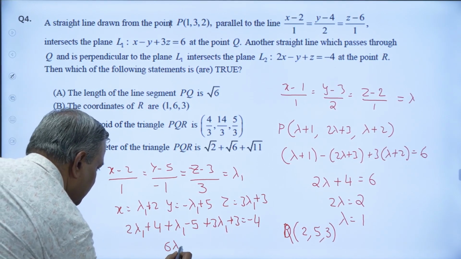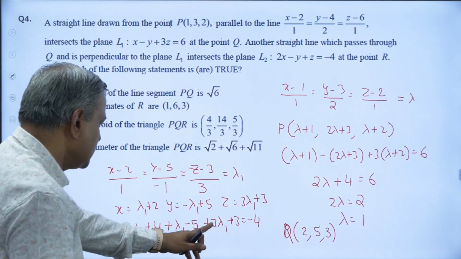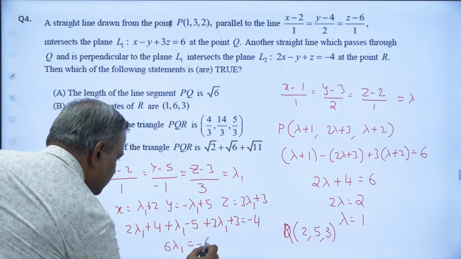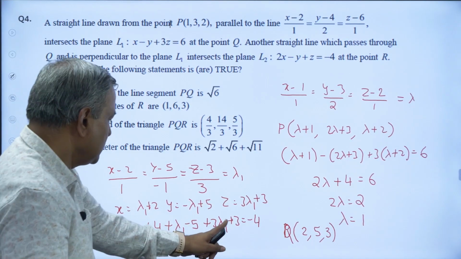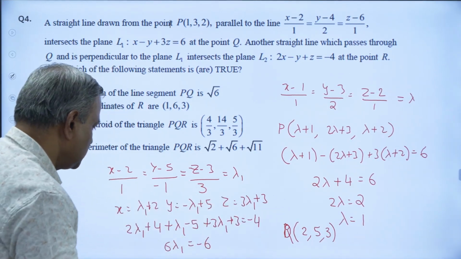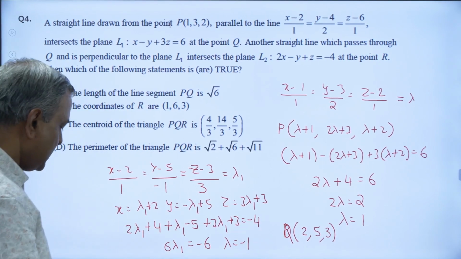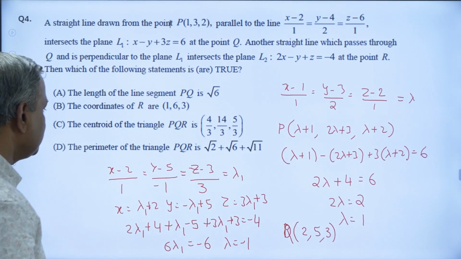6 lambda 1. We get 4 minus 1, which will give you 2. So 2 will give you minus 6. So this is 4 minus 1, with this will give plus 2, which will go minus 6. So lambda 1 is equal to minus 1. Okay, I take the next sheet. Lambda 1 is equal to minus 1.